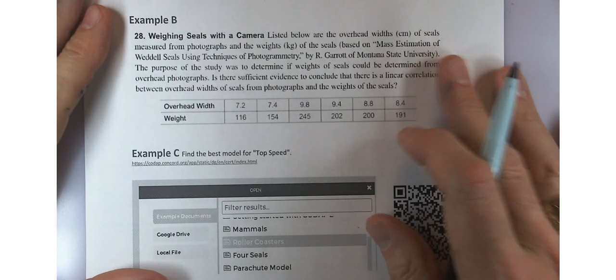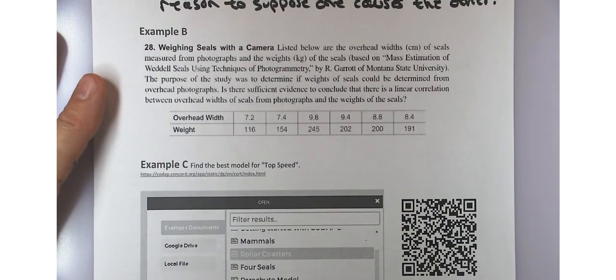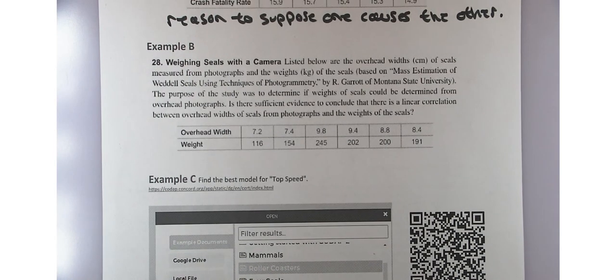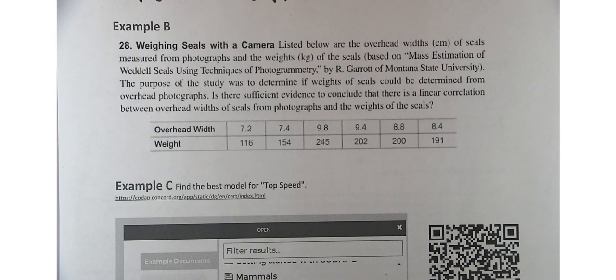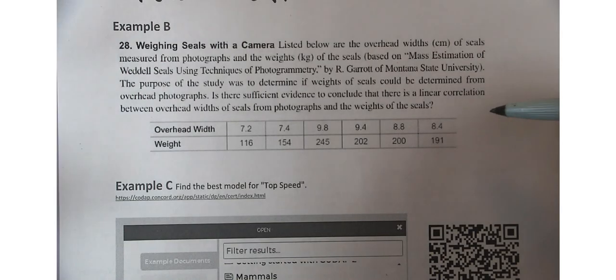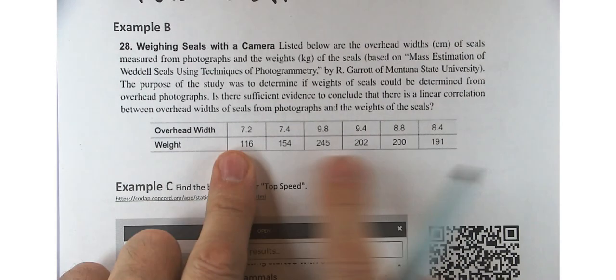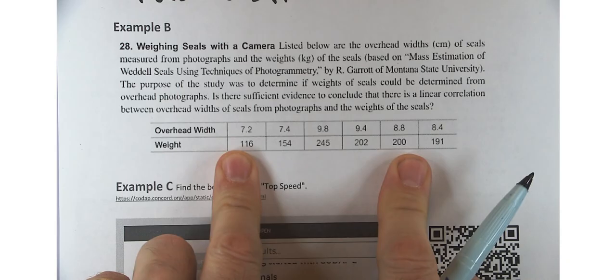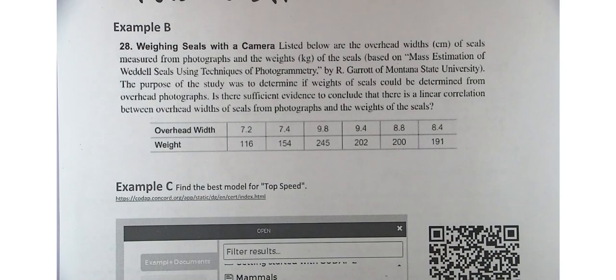Let's move down to example B here. And this one would be kind of nice, assuming that it's true. So what would be the advantage if there's a correlation between the overhead photograph that you take of a seal and the overall head width and its weight? What would be the advantage of being able to weigh them with a photograph? Yeah, not having to put them on a scale. It'd be pretty nice. So if there is a nice correlation, then we can make some of our observations a lot easier. So let's take a look at that.